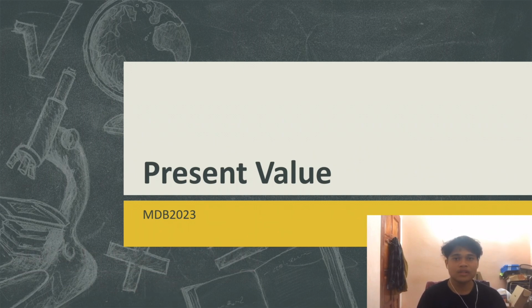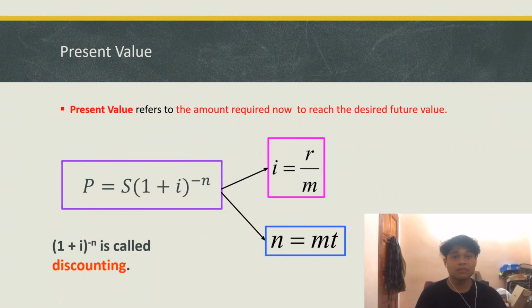Today I will present about present value in business mathematics. So, what is meant by present value? Present value refers to the amount required now to reach the desired future value. The formula is P equals S times (1 plus I) to the power of negative n. We can see that I is obtained from R divided by M, and n is M multiplied by T.